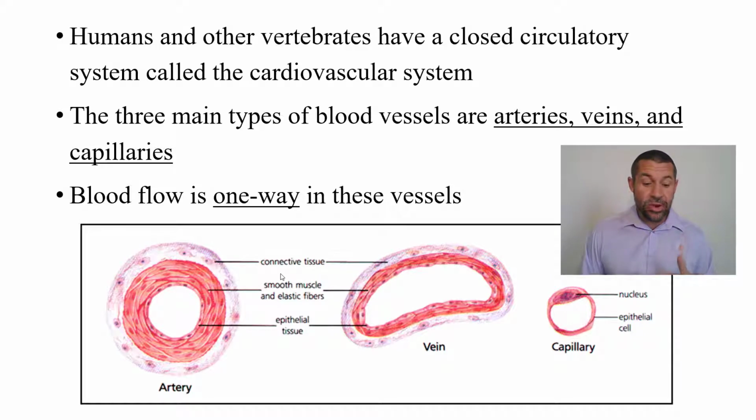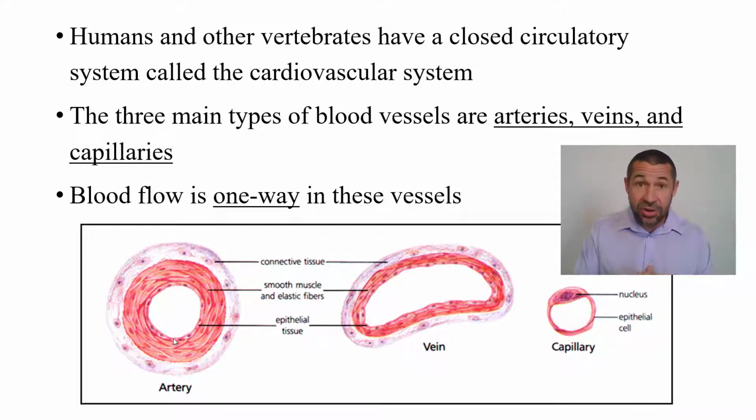So vertebrates have 3 types of vessels in their closed loops. Arteries. Arteries start with A. Arteries carry blood away from the heart. Arteries, like you see here on the left, have thick muscular walls because they're immediately downstream from the heart pump, so they're under much greater pressure.